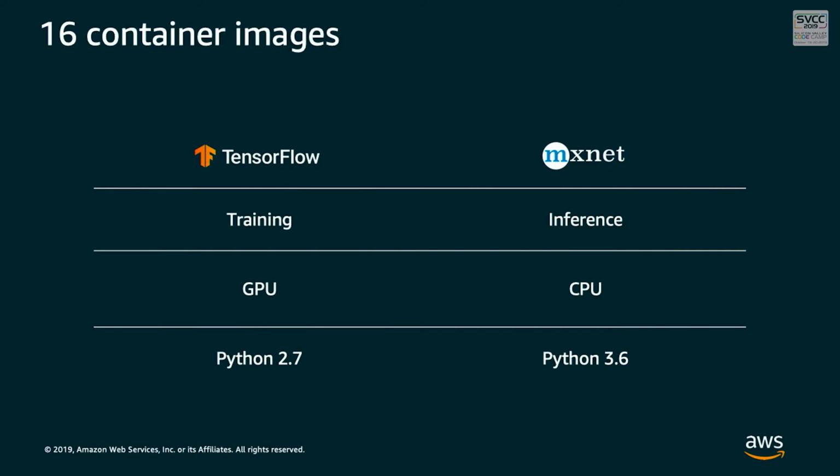So in this case, for example, let's say I want to do TensorFlow inference using GPU with Python 3.6. There is an image for that. So essentially, these are 16 different images that are available to you, and you can choose any of them as your base image. Whatever framework and Python version you choose has been optimized and tested, with the right drivers installed. All you need to do is bring in your application code, package it up, and ready to roll.